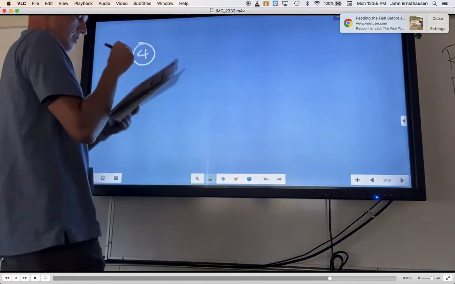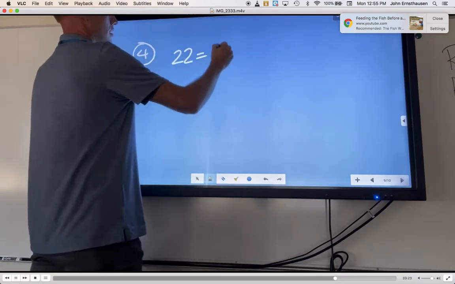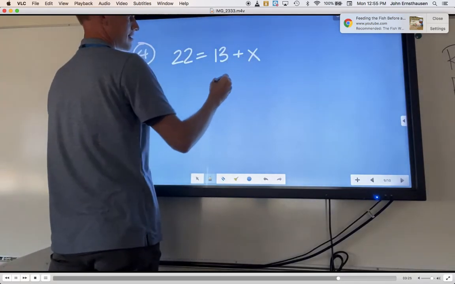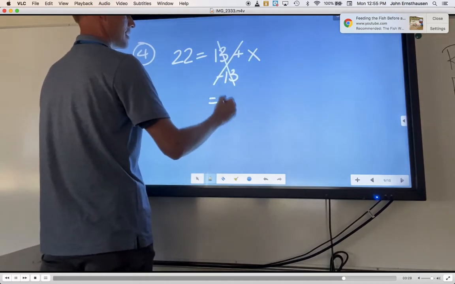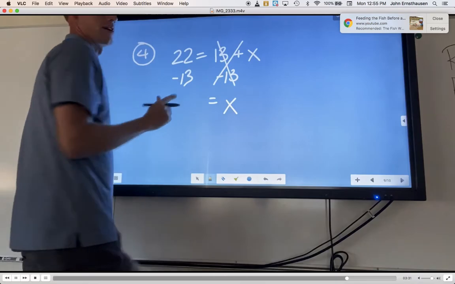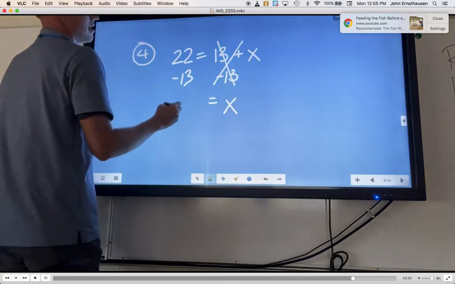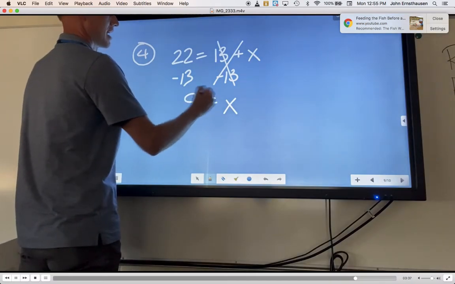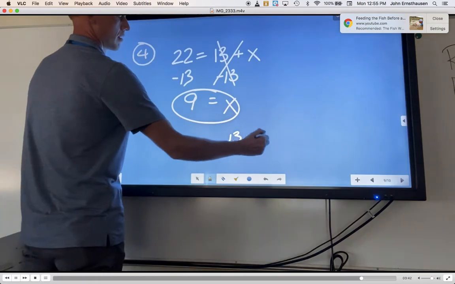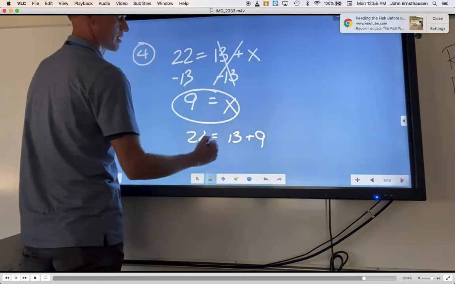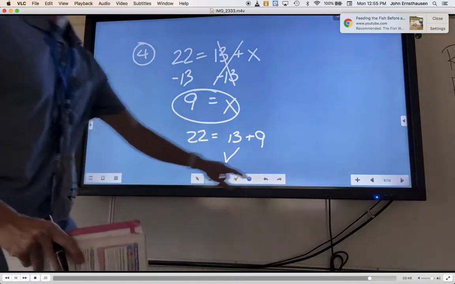All right, 22 equals 13 plus x. Instead of adding 13, I'm going to subtract 13 because I need to get my variable alone. If I do it on one side, it's not balanced. I have to do it on both sides. 22 minus 13 gives me 9. My check step. Does 13 plus 9 equal 22? It does, okay?